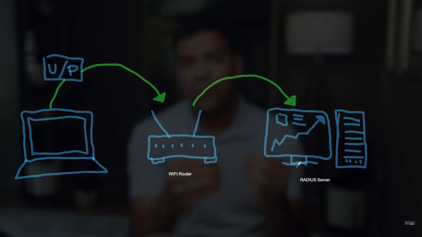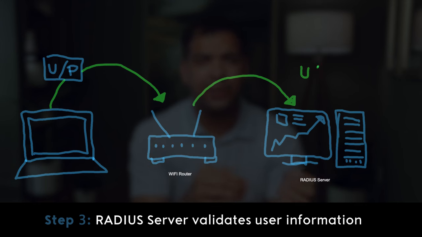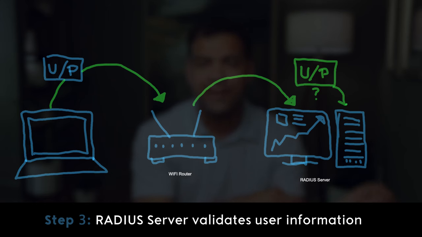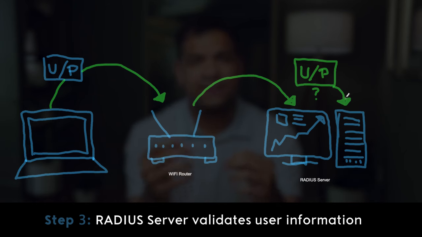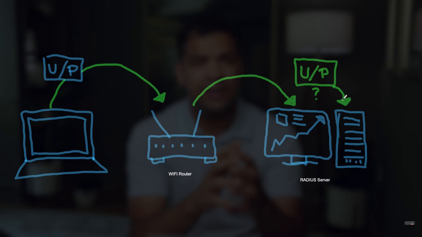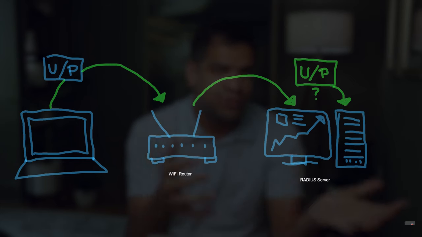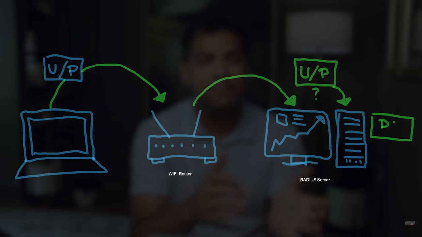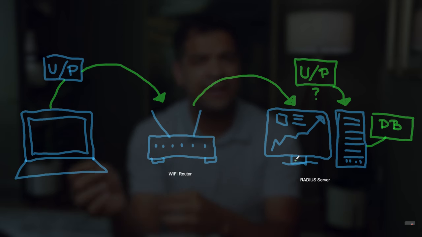Step 3, the RADIUS server reads that shared secret and ensures that that access request message is from an authorized client, comparing against that user database. If the access request is not from an authorized client, then the message is immediately discarded. If the authentication method, username and password, for example, is allowed, the RADIUS server then reads those user credentials from that message, and it compares those credentials against the user database.